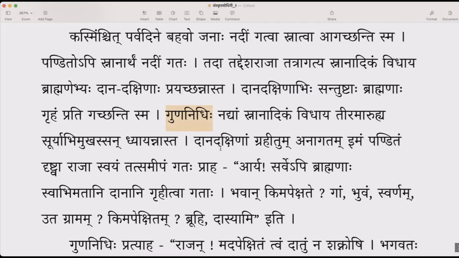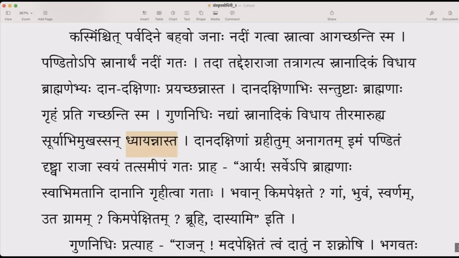Right? At the river, he completed his snana and anushtanam. Tiram aruhya, he reached the shores. Suryabhimukhan, so he looked at the sun. Sun, yeah. So in that way, the sun is actually asti plus shatrupratyaya. Just as how we had prayachchan, bodhayan, he was continuously teaching. In this place also, Suryabhimukhaha sann, as he stood, while standing or while being or while facing the sun. Okay, while facing the sun.